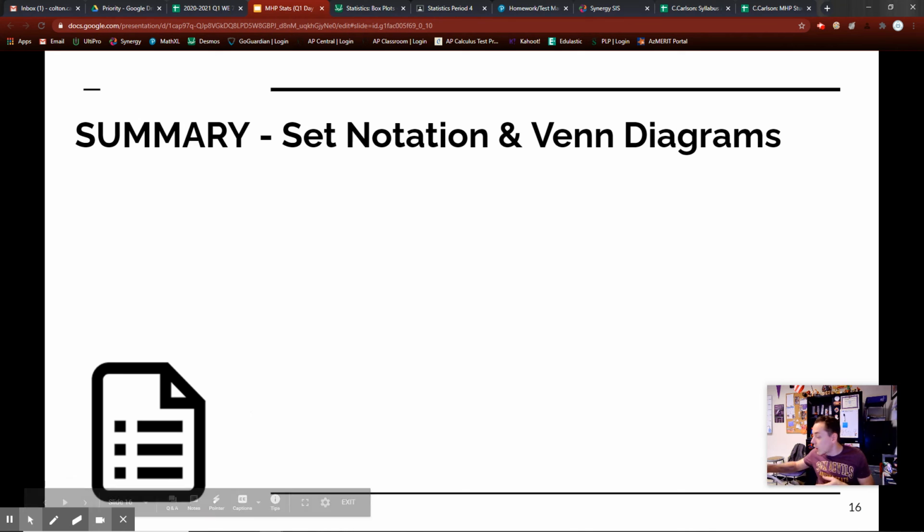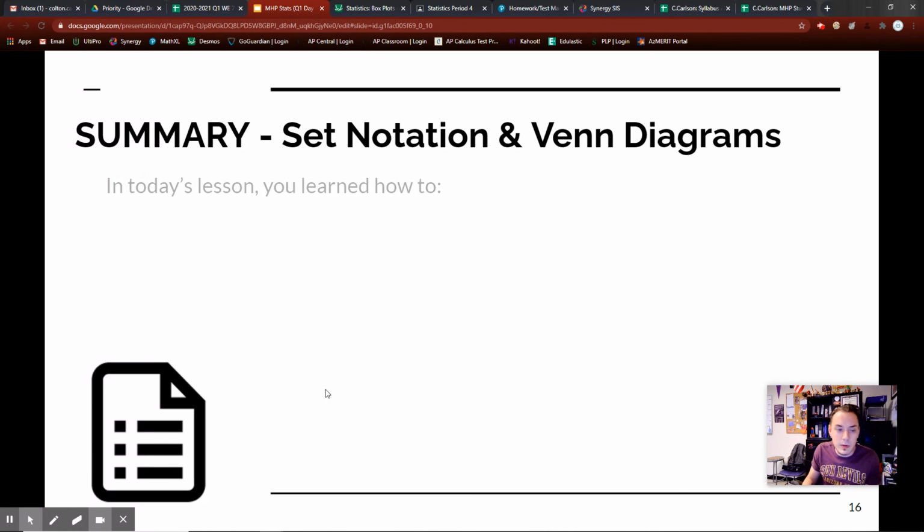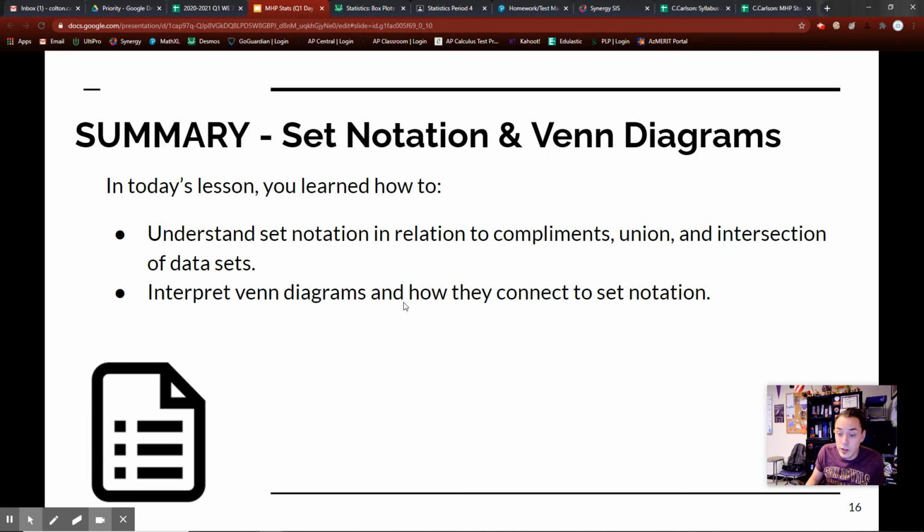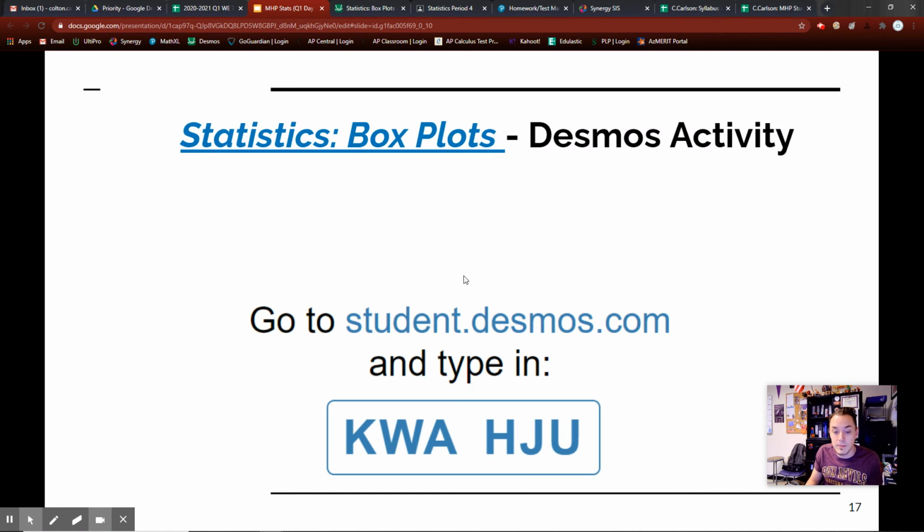We have finished our first full week of statistics, Unit P, descriptive statistics, kind of like a prerequisite unit. Let's see what we learned. So we learned how to understand set notation in relation to complements, unions, and intersections. We learned what Venn diagrams are and how they connect to set notation.